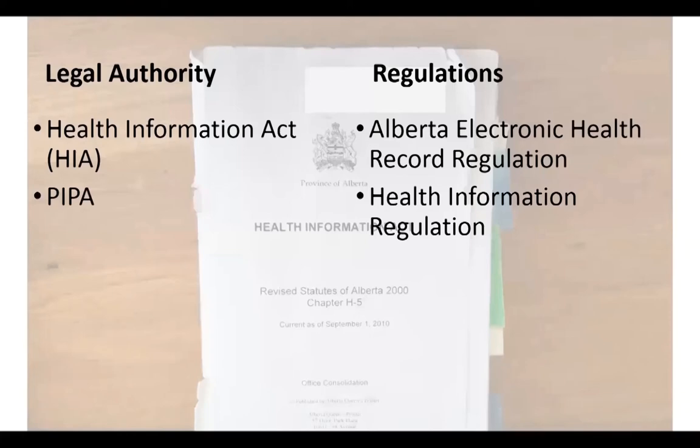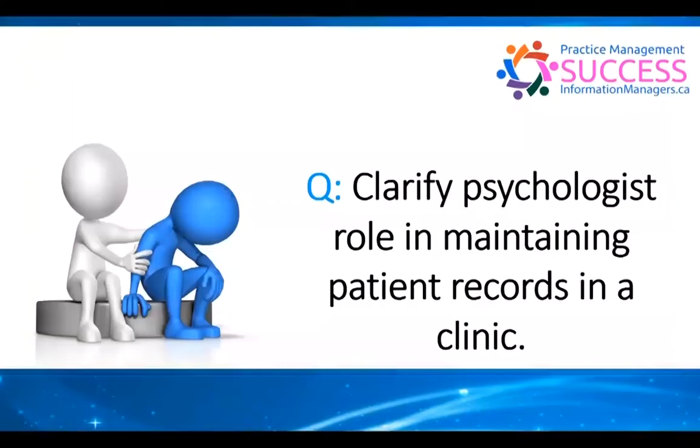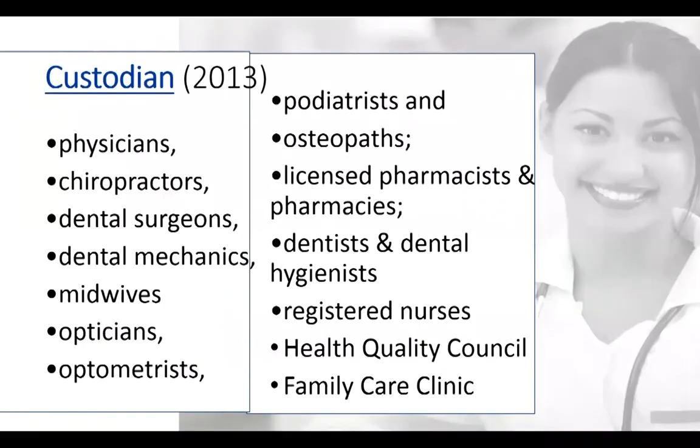So let's take a look at how this applies to patient records and this month's question, specifically about a psychologist's role in maintaining patient records in a clinic. Under the Health Information Act in Alberta, a custodian is specifically named in the Act. It must be a member of a regulated health profession that is named in the Health Information Act. So custodians include physicians, chiropractors, dental surgeons, dental mechanics, midwives, opticians, optometrists, and more. But it does not include psychologists.